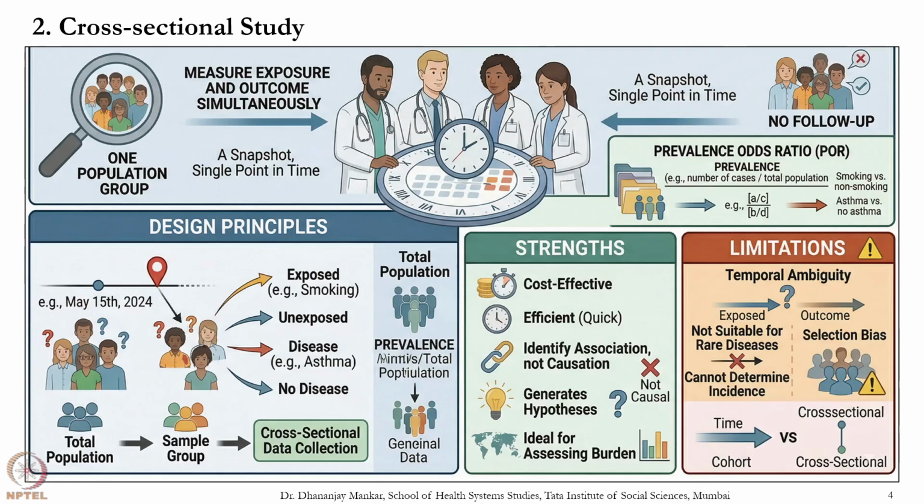Limitations come with temporal ambiguity, where exposure and outcome are sometimes not kept in the same balance. It is not suitable for rare disease conditions, as it cannot determine the incidence in the real proportion. And there is always a very high limitation of selection bias. Cross-sectional studies are easily compared with time and cohort studies.